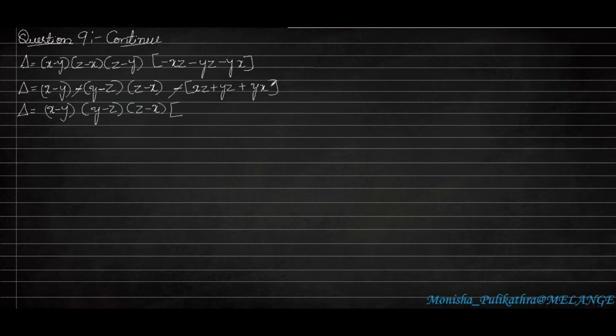Into first I will take this yx as xy, plus yz, plus xz as zx. So this is the thing which we have to prove here: x minus y, y minus z, z minus x into xy plus yz plus zx. So then we have to write hence proved.